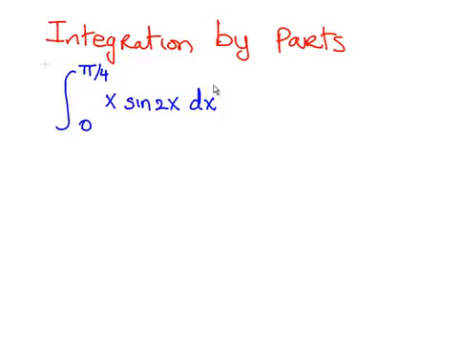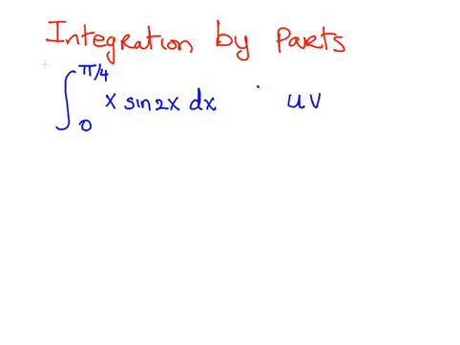In this presentation, we're going to look at two examples of integration by parts questions. This is the first of our two questions: a definite integral, limits 0 and pi over 4, and the function is x times sine of 2x. Now, let's write down the general form of an integral for integration by parts.